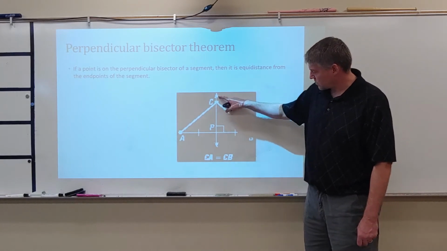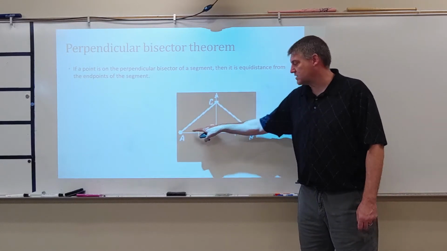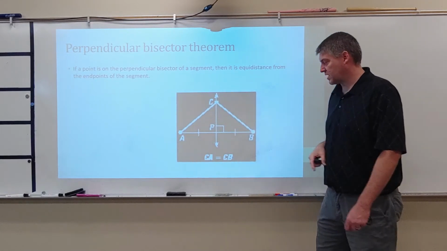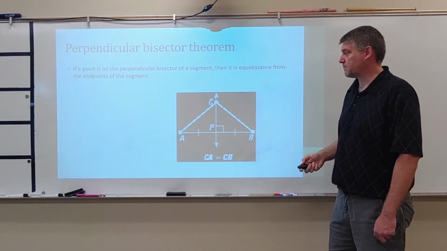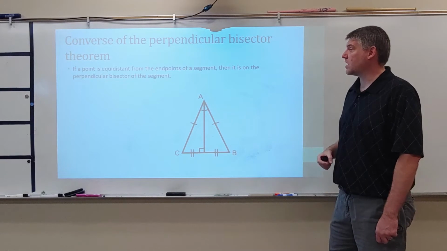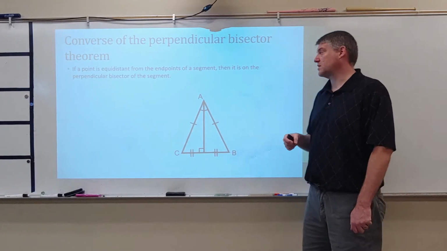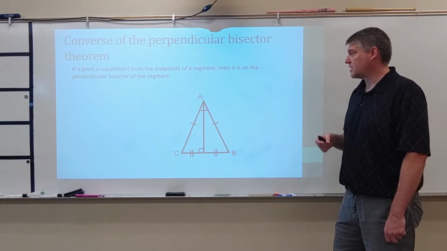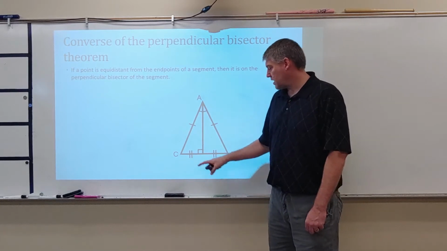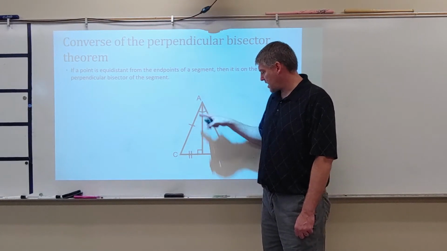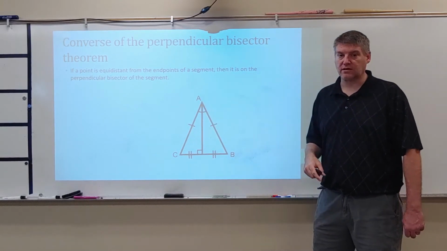segment. Okay. So here CP is the perpendicular bisector of AB. So C is equidistant from A and B. Okay. So CA is equal to CB. The converse of the perpendicular bisector theorem, if a point is equidistant from the endpoints of a segment, then it is on the perpendicular bisector of the segment, okay? So if I know that CA is congruent to CB, C has to be on the perpendicular bisector, all right?